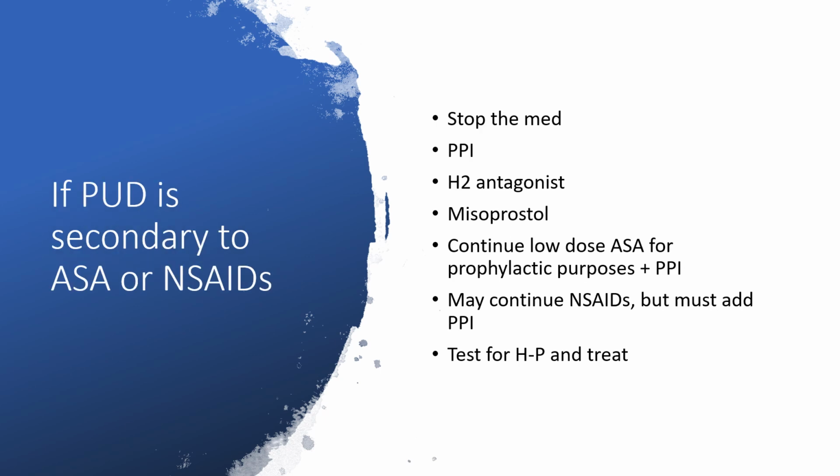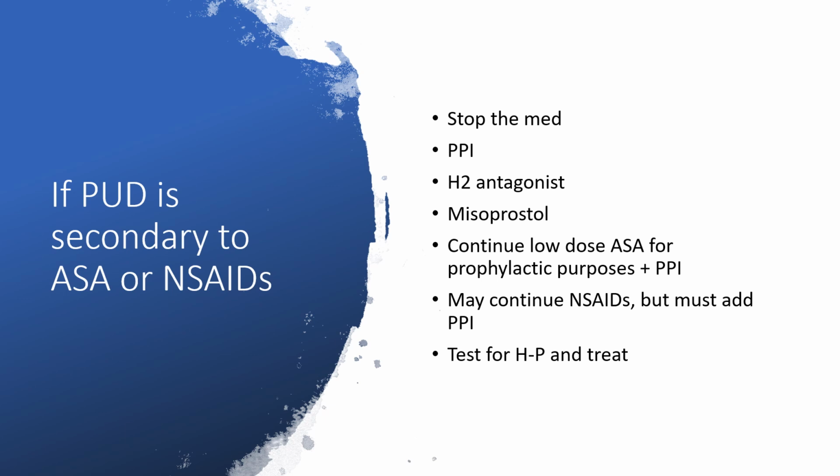If peptic ulcer disease is secondary to the use of aspirin or non-steroidal anti-inflammatory drugs except celecoxib, then first things first, stop the medication. After stopping the medication, what next? Give proton pump inhibitor, Losec, omeprazole, Nexium, esomeprazole. Give H2 antagonists, cimetidine, ranitidine, Zantac, Tagamet, Pepcid. And then give misoprostol. Misoprostol, that is a prostaglandin analog. Very, very good.